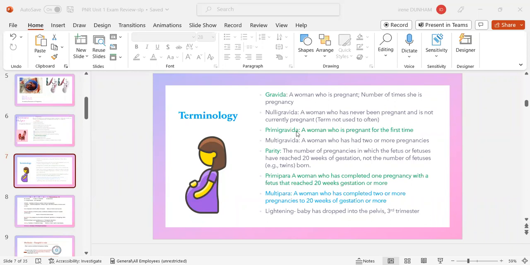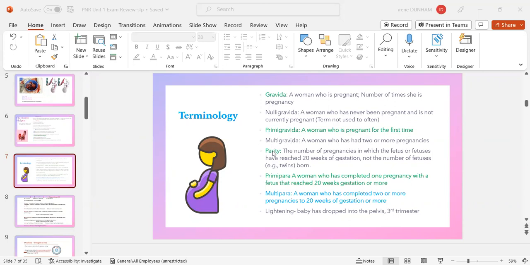And then the primigravida is a woman who's pregnant for the first time. Okay, it's her very first. See, primi means first, so this is a first-time mom. Now your multigravida is a woman who's had two or more pregnancies.